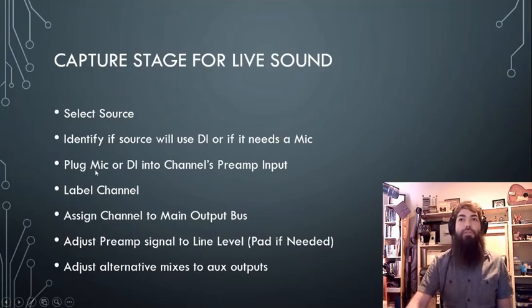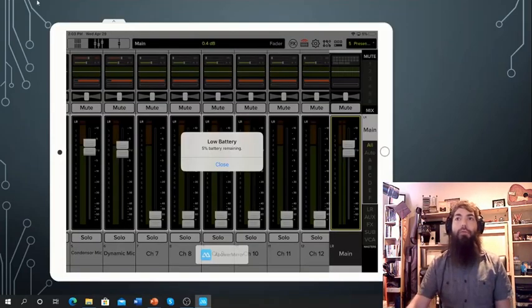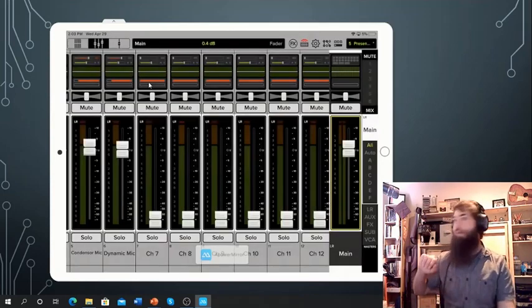Next we plug the mic or the DI into the channel's preamp input. So we would just select what channel that particular source needs to line up on. If it was a kick, we might want it on channel one, but we can label it out and get it how we want it. For our example, I have a mixer here.